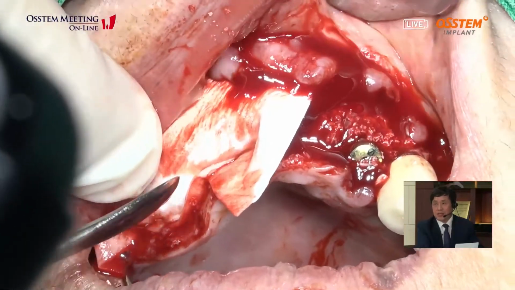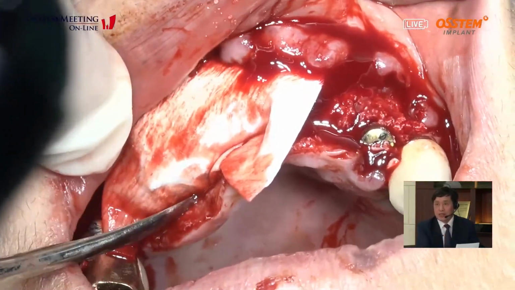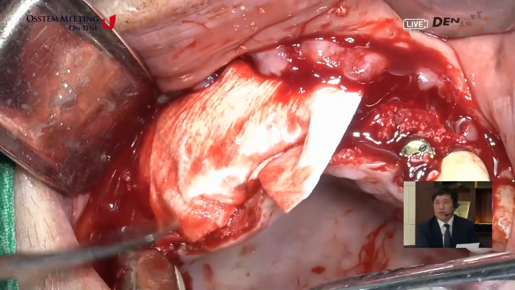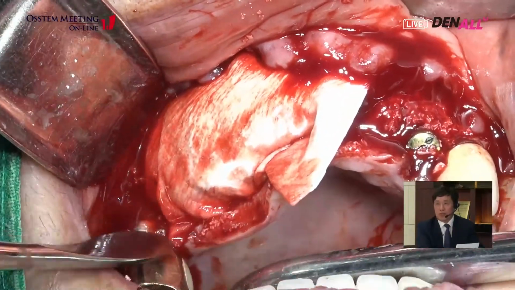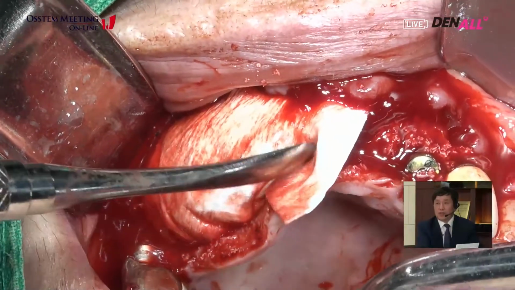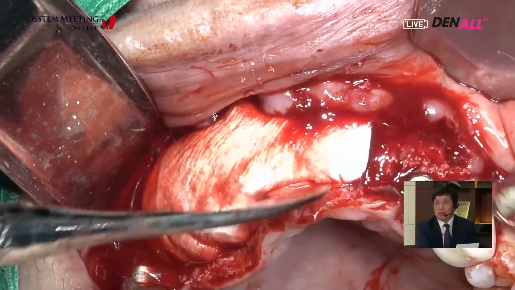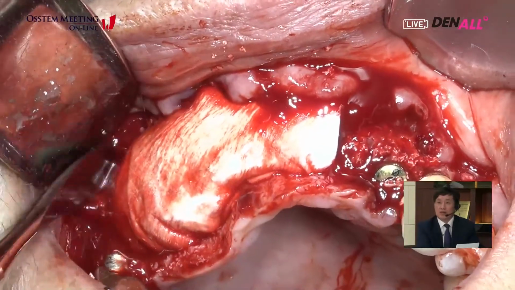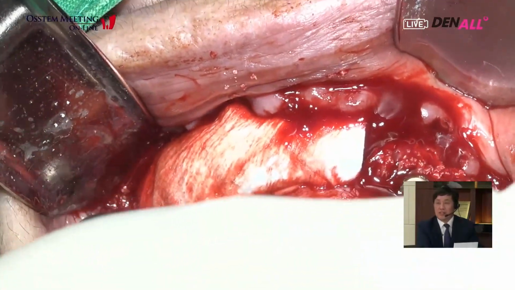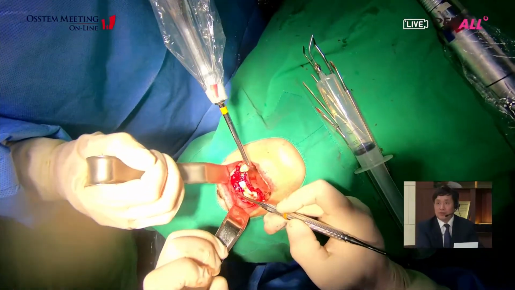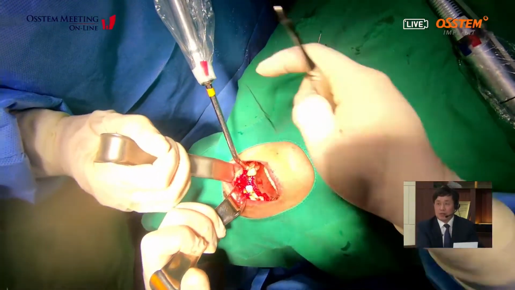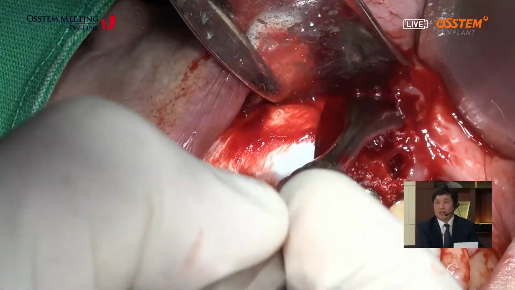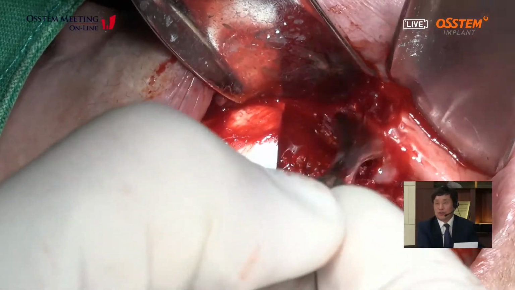Yeah, Dr. Kim said that because the patient's gingiva is very thin, a thin biotype, for protection from too early exposure of the Ossbuilder, he applied the collagen membrane over the Ossbuilder area. He gave full coverage of the graft materials and the Ossbuilder for protection against early exposure during the healing period.